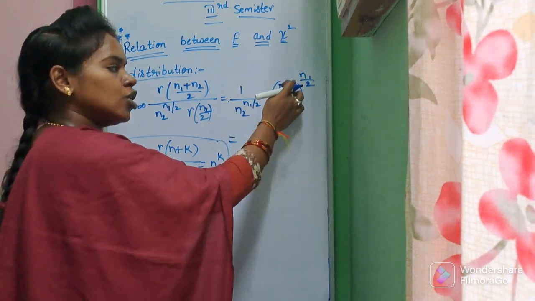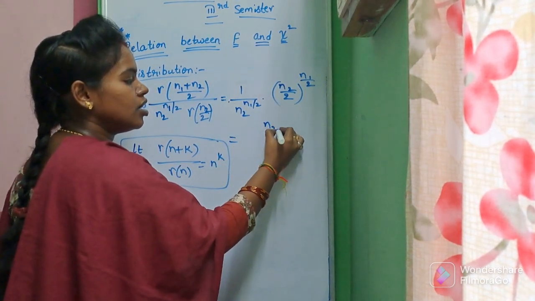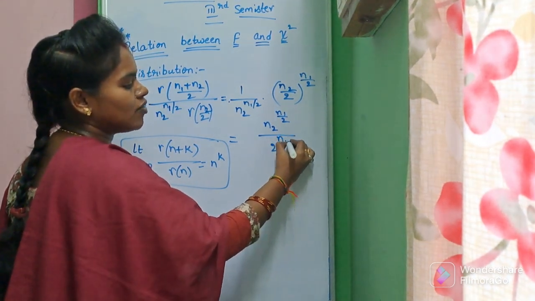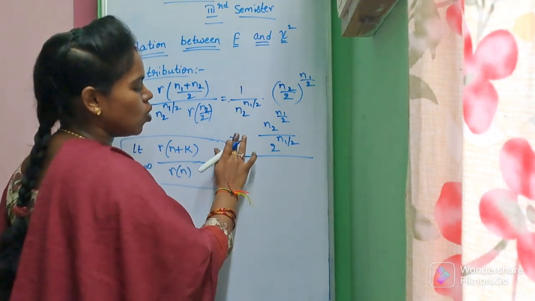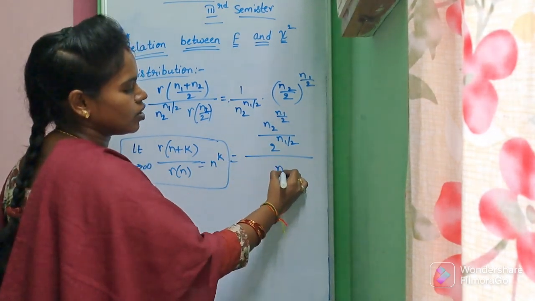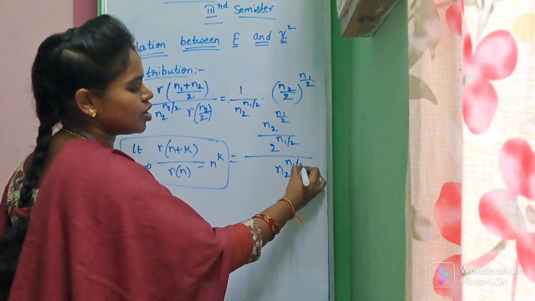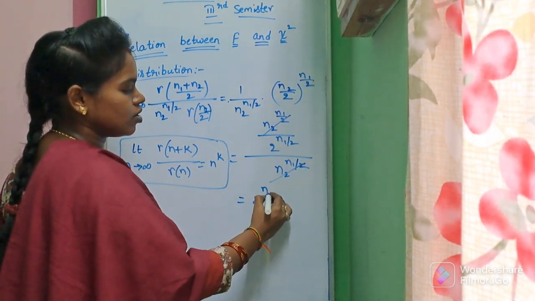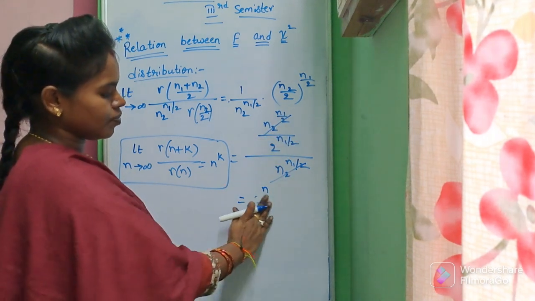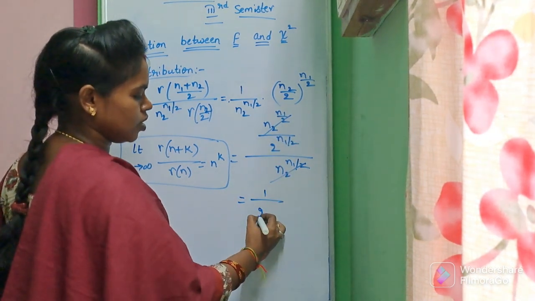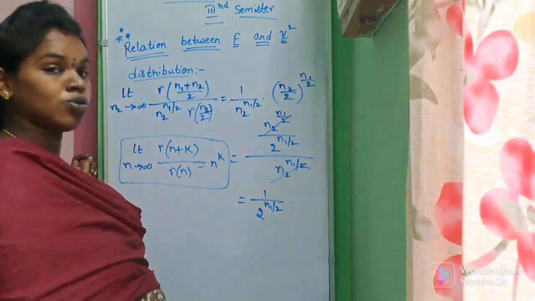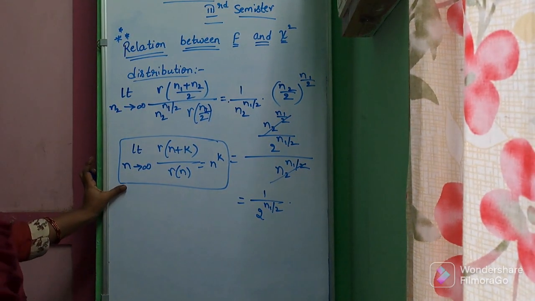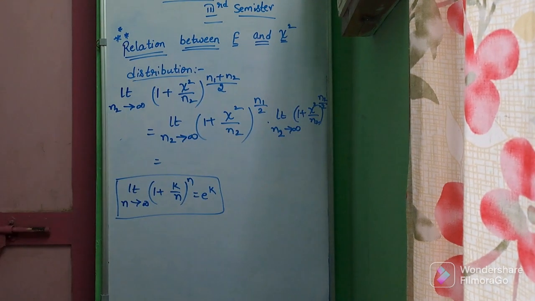Now we can split the numerator and denominator individually: n2 power n1 by 2 by 2 power n1 by 2, whole divided by n2 power n1 by 2. Here both the numerator and denominator are the same. So 1 by 2 power n1 by 2 is the answer for this part. Next, we have to consider the next part.